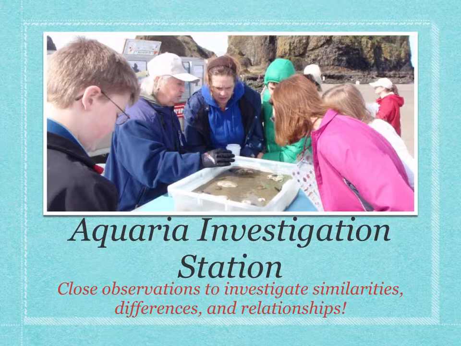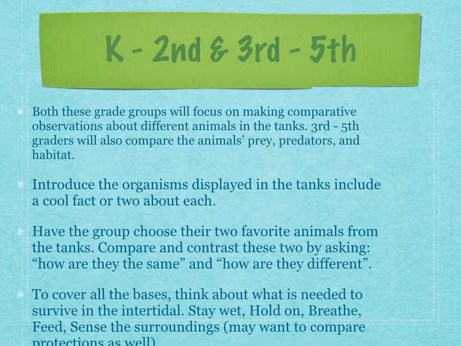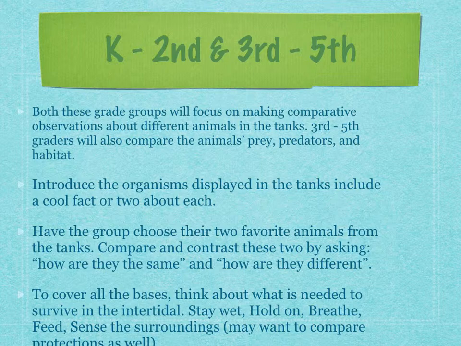The purpose of this station is to closely observe intertidal animals and algae, to identify anatomical and behavioral differences and similarities, which give rise to their classifications. Both K through 2nd grade and 3rd through 5th grade will focus on making comparative observations about the different animals in the tanks. In addition, 3rd through 5th graders will also compare the animals' prey, predators, and habitat.